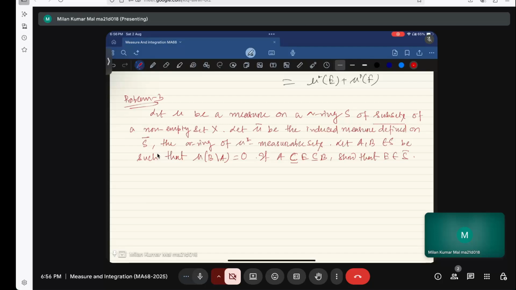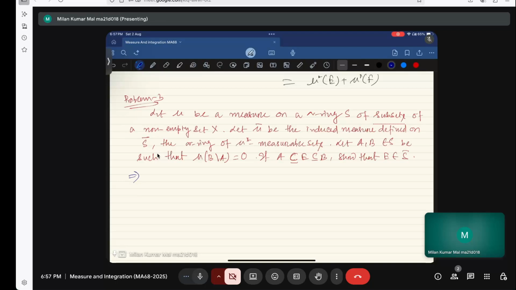Mu is a measure on a sigma ring S. It is given. That is the first fact. The second fact is that mu bar is the induced measure defined on S bar. So what is S bar? The sigma ring of mu star measurable sets. So here, first of all, mu is the measure, it is given.